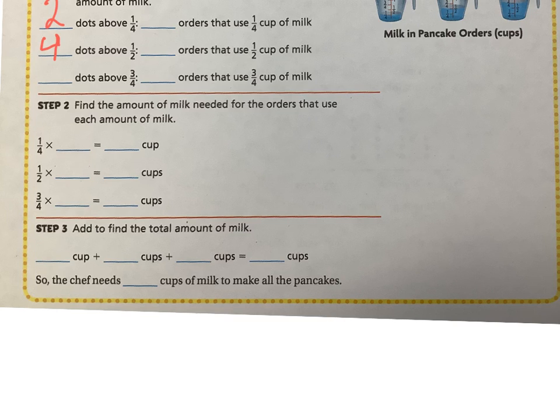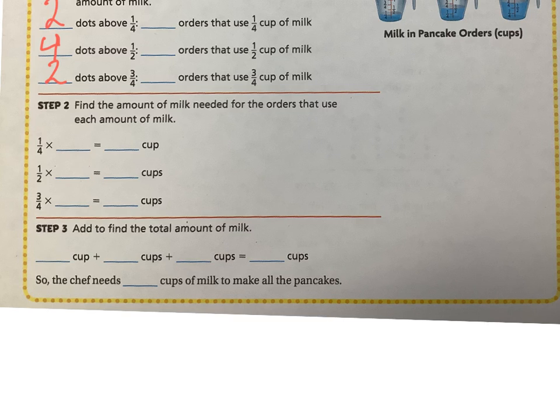4. Now we're going to go to how many dots above 3/4? 1, 2. It's pretty easy stuff. You can handle it. All right, now we're going to go over here. How many orders that use 1/4 of a cup of milk?